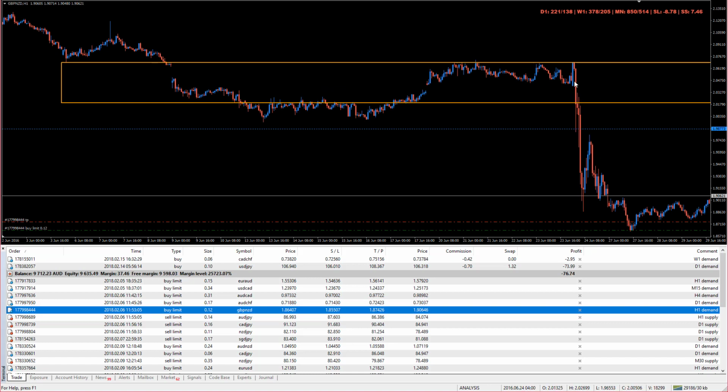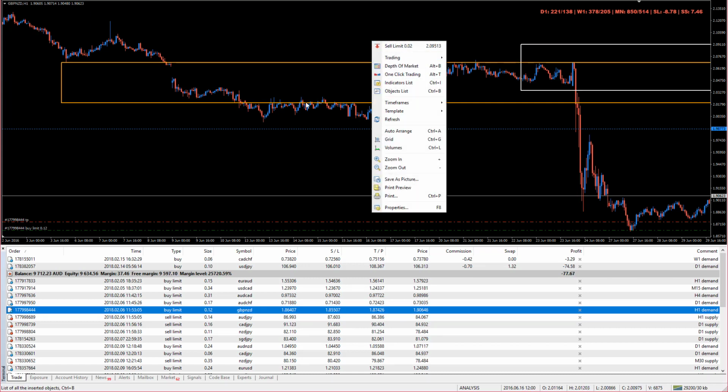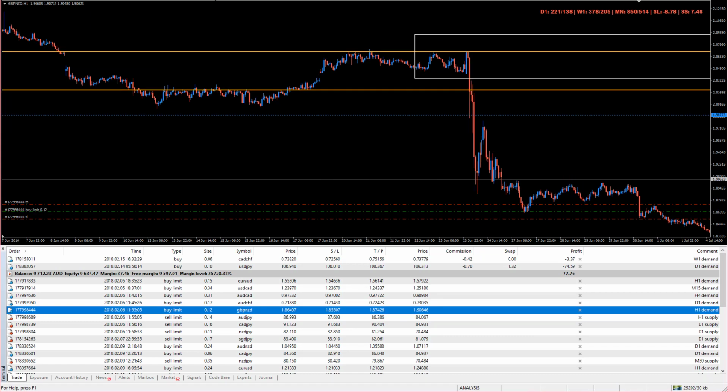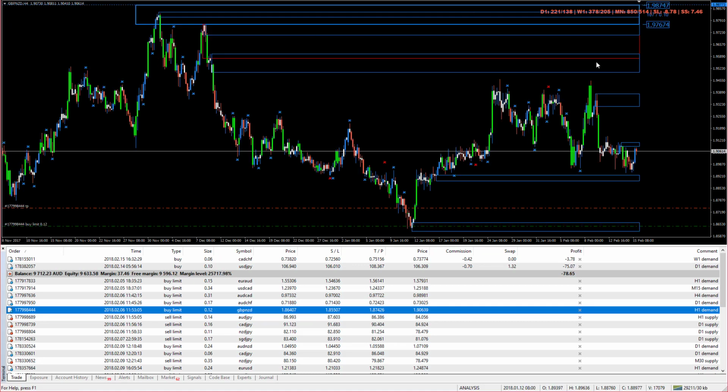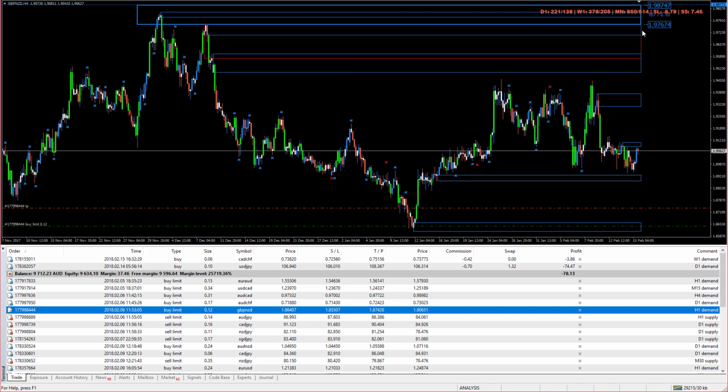You can see price came down, wicks pulling back, so we have our entry. The beginning of the sell zone is here. We'll just go like this. Okay, go back here. This one is not interesting.